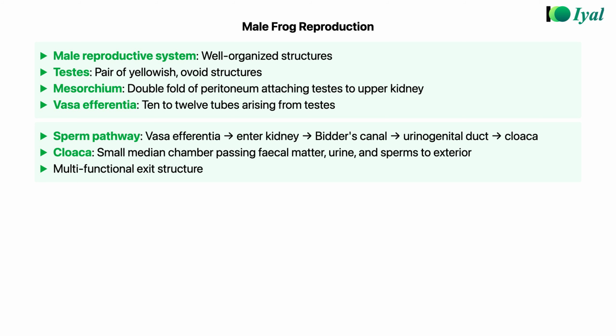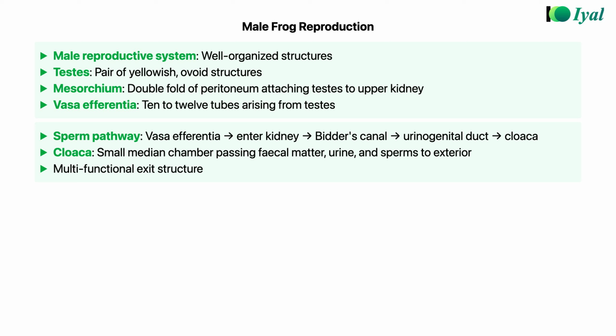Let's trace the path of sperm. The vasa efferentia enter the kidneys, then open into a structure called Bidder's canal. From there, everything connects to the urinogenital duct, which exits the kidney and opens into the cloaca.